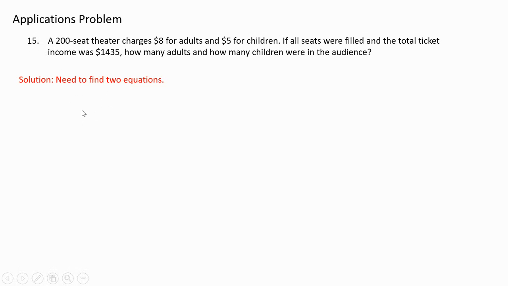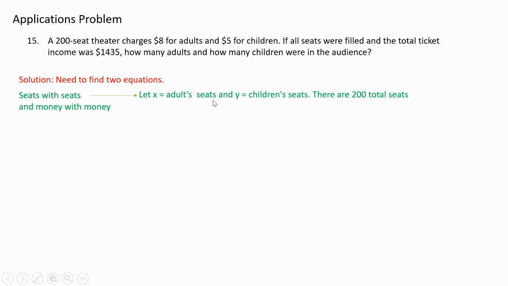Okay? Here's how I like to explain these types of problems. So I'm going to use seats with seats and money with money. What does that mean? It means that there's $8 seats and $5 seats. So I'm going to let X be adults and Y equal children. So X amount of adult seats plus Y amount of children seats equals 200 total seats. So it's going to be X plus Y equals 200.